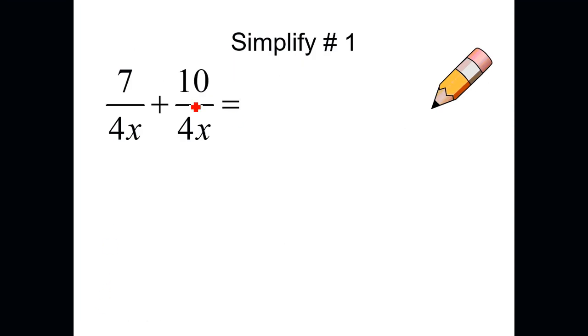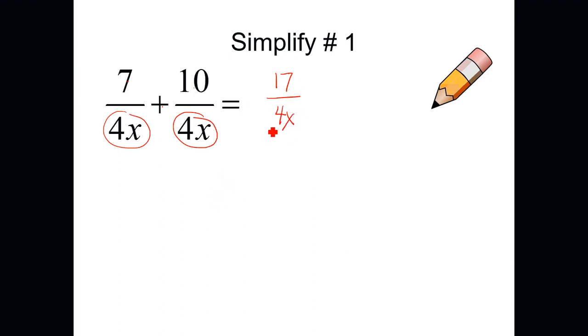So let's take a look at that first example. This is 7 over 4x. It's not just 7/4 this time, but notice how the denominator is the same. They are like fractions. They are like denominators. They are like terms. So we can add them together and create this single answer where it's just 7 plus 10, which is 17, over 4x. The denominator stays the same.